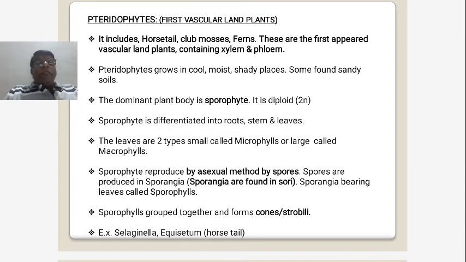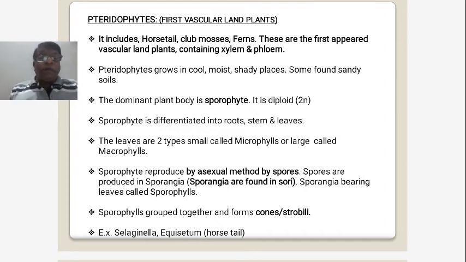Okay. There may be one type of leaves or two types of leaves. For example, in case of Lycopodium, only one type of leaves are there. In Selaginella, two types of leaves are there, microphylls and macrophylls or megaphylls. Okay.